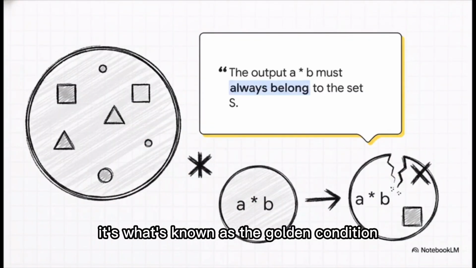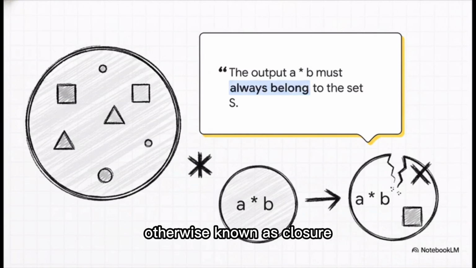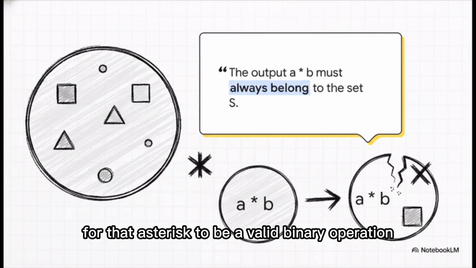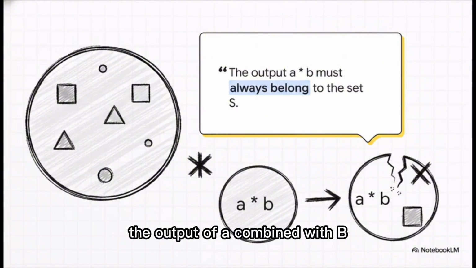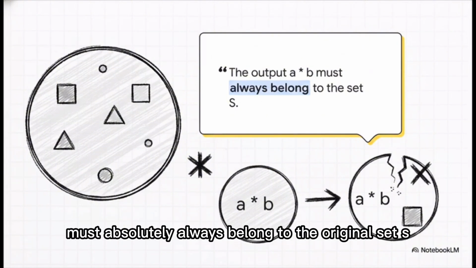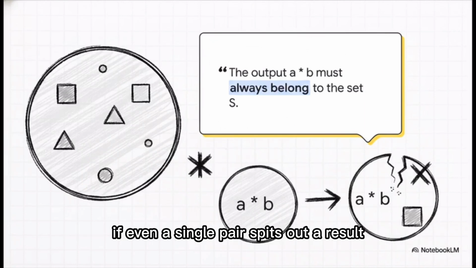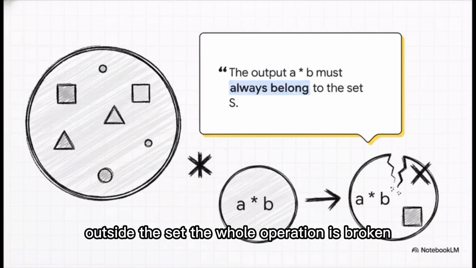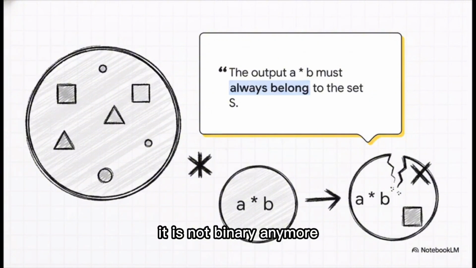It's what's known as the golden condition, otherwise known as closure. For that asterisk to be a valid binary operation, the output of A combined with B must absolutely always belong to the original set S. If even a single pair spits out a result outside the set, the whole operation is broken. It is not binary anymore.